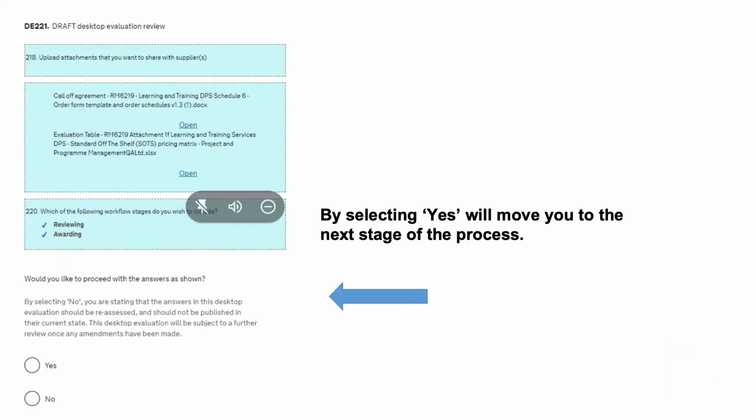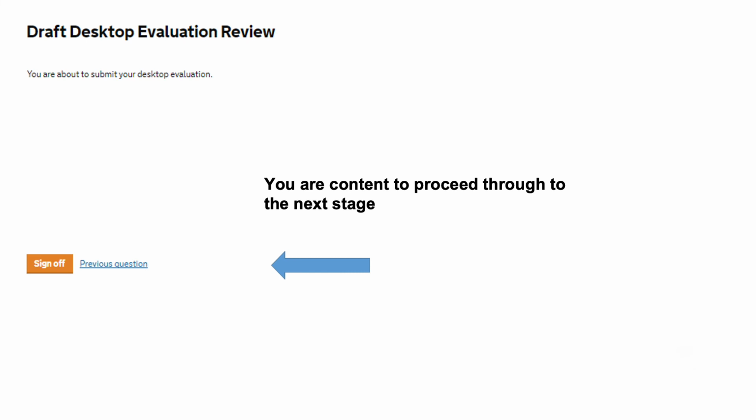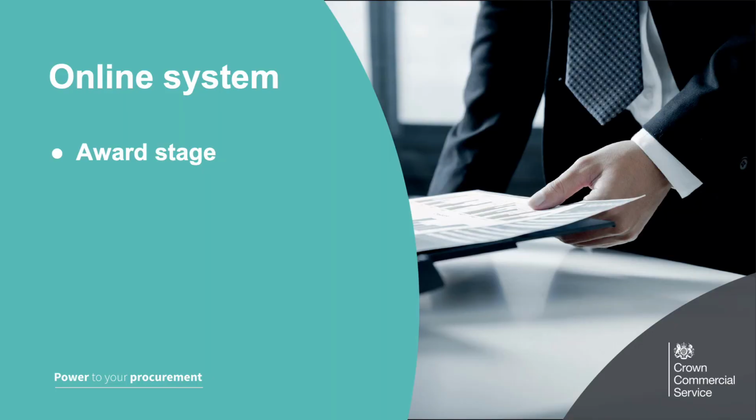Okay, so again, this is what I mentioned before around having what the information provided is. You can see then what the attachments are, what will be uploaded and what would go to the supplier. And again, you can proceed yes or no here, and then you're able to sign off that part of the desktop evaluation. We then move on to the award stage, really.